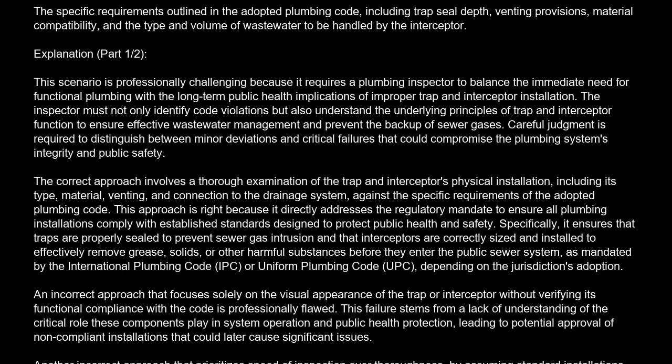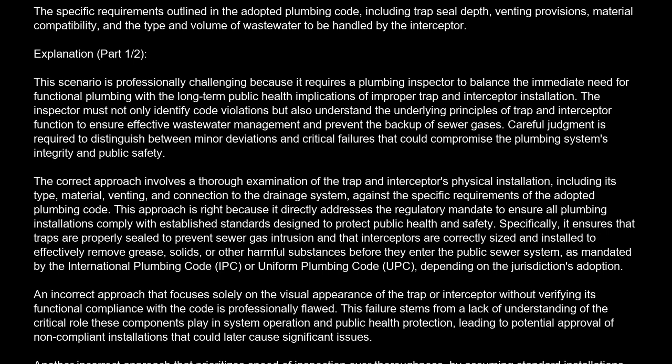Careful judgment is required to distinguish between minor deviations and critical failures that could compromise the plumbing system's integrity and public safety. The correct approach involves a thorough examination of the trap and interceptor's physical installation, including its type, material, venting, and connection to the drainage system, against the specific requirements of the adopted plumbing code. This approach is right because it directly addresses the regulatory mandate to ensure all plumbing installations comply with established standards designed to protect public health and safety.